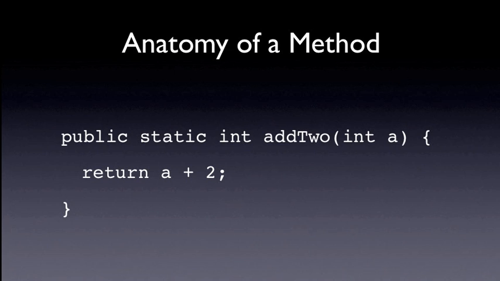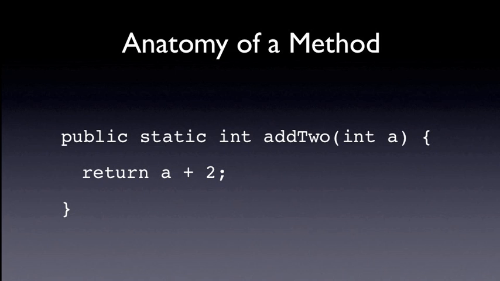So what's the anatomy of a method? Here's a little method I wrote called add2. It takes whatever parameter I pass into it and just adds 2 to it. I pass in 7, it returns 9. I pass in 11, I get 13. So it's a pretty useless method, but it's a good way to demonstrate a simple mini program. And that's what this is.